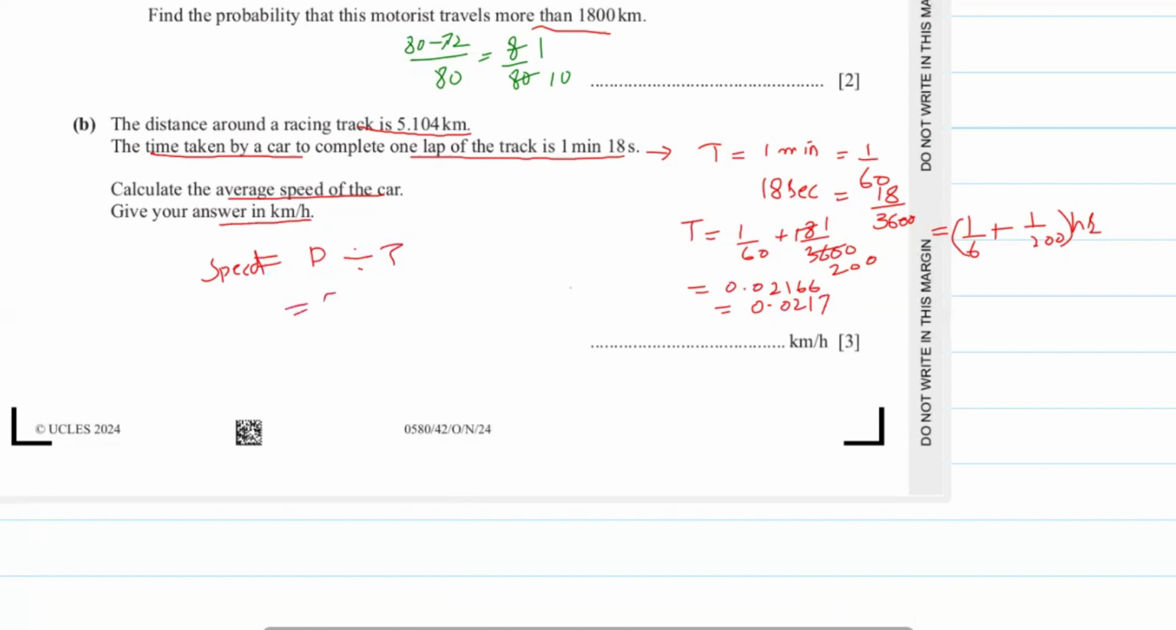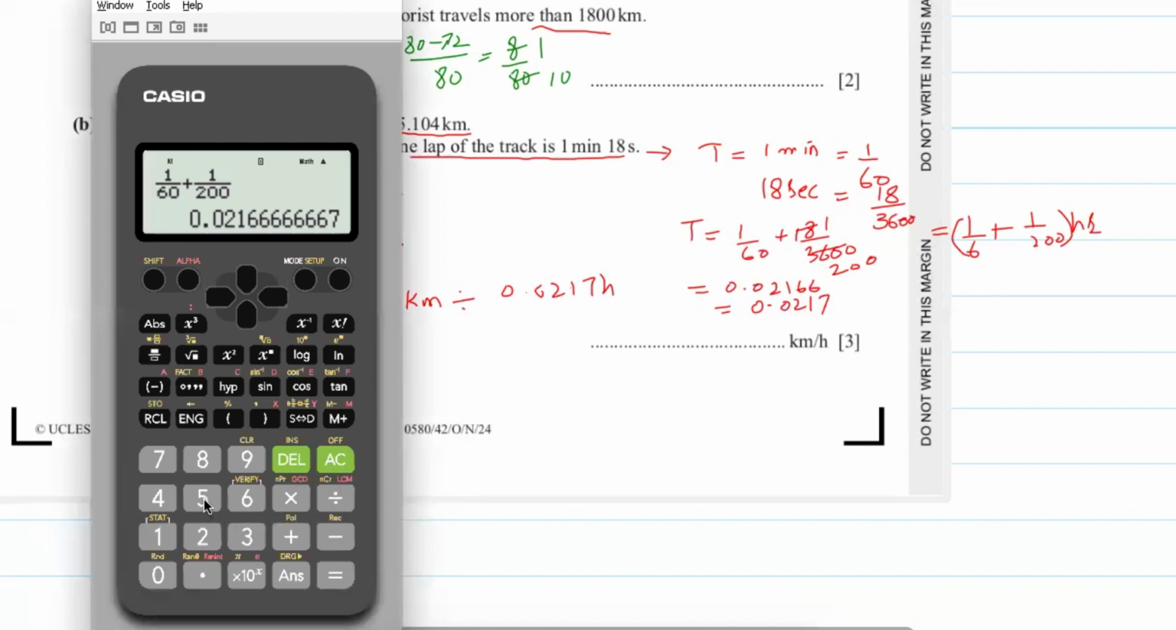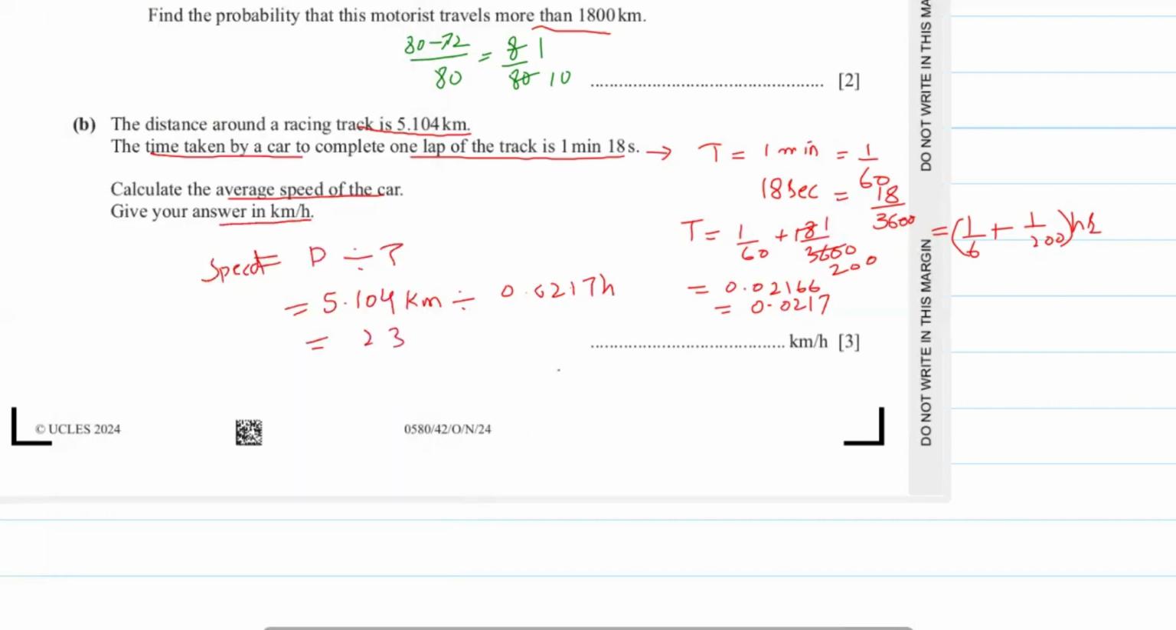The distance here is 5.104 kilometers, divided by the time, here 0.0217 hours. We can calculate this value: 5.104 divided by 0.0217, we get 235.57, and the answer will be equal to 236. In three significant figures the value will be 236 kilometers per hour.